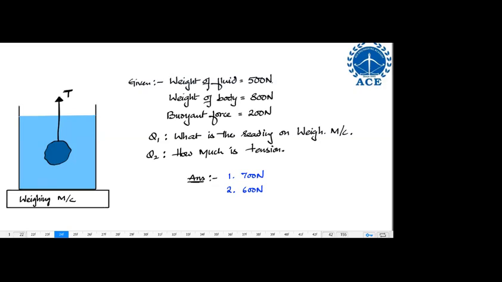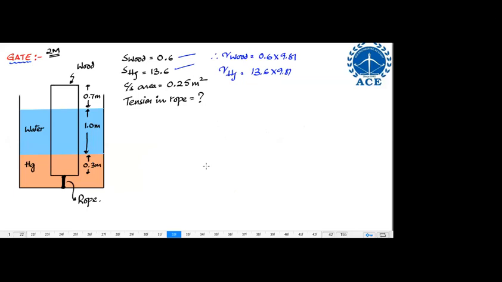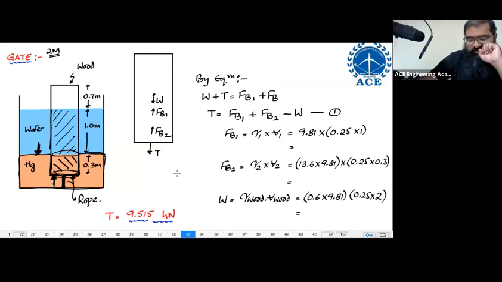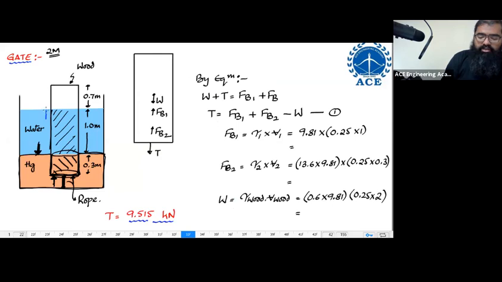I have another question. We had Hg and water in that question. Sir, you said that the water will transfer its force through to the bottom layer. So it will transfer only the weight it has right now, it won't transfer the buoyant force. Okay, it is transferring the pressure corresponding to this much height.